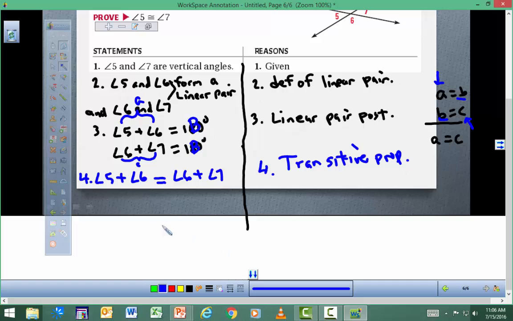So there you have it. Well, now what are we trying to do? We're trying to prove that angles 5 and 7 are congruent. Well, there's angle 5, there's angle 7. And you'll notice this one, I have that one in there twice. Do you see? I have that one in there twice.